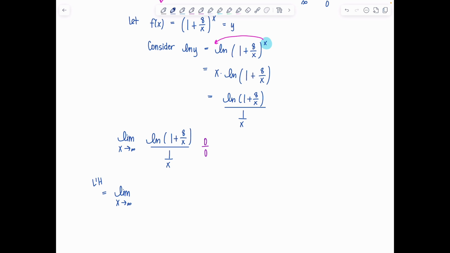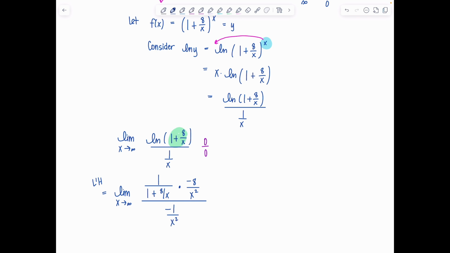You do the illegal quotient rule, right? You take the derivative of the numerator separately from the derivative of the denominator. So the derivative of ln of something is 1 over the something times, I have to do chain rule, the derivative of what's inside. The derivative of 1 is 0. The derivative of 8 over x, that's 8x to the negative first, is going to be negative 8x to the negative second, or negative 8 over x squared. Great. What is the derivative of 1 over x? x to the negative first, it's negative 1 over x squared.